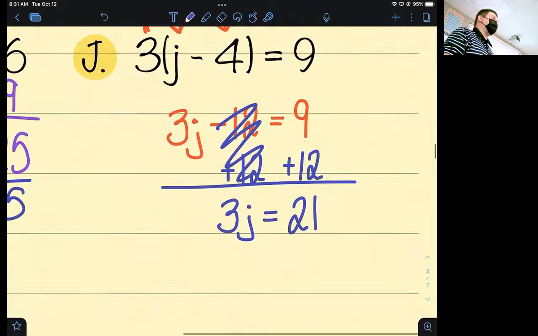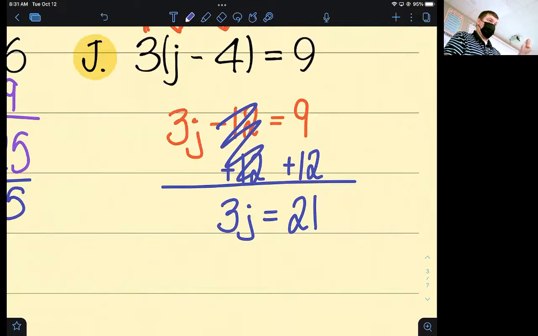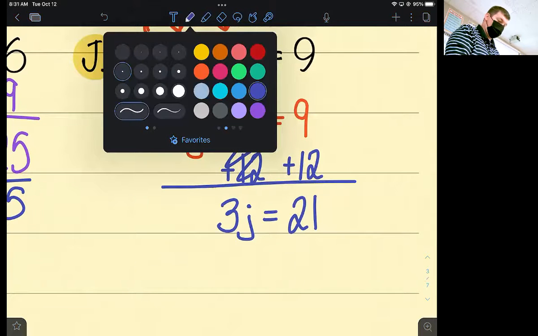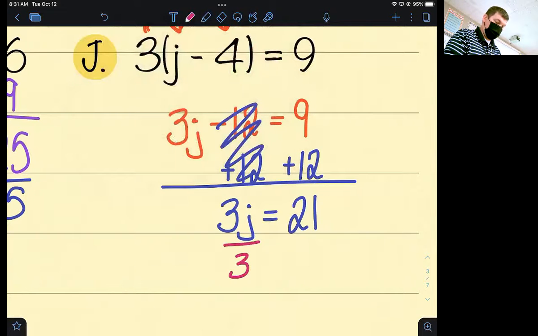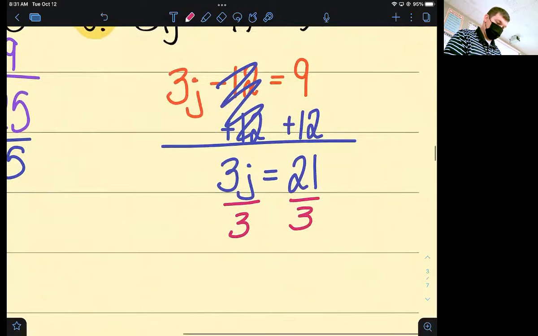And then now I can break that bond between the coefficient 3, not the constant term. Constant term's already gone. -12's gone. The coefficient term is the term that's always with that variable. And so that 3 is being multiplied to J. What's the opposite of multiplying? Dividing. What's 21 divided by 3? 7. So J = 7.